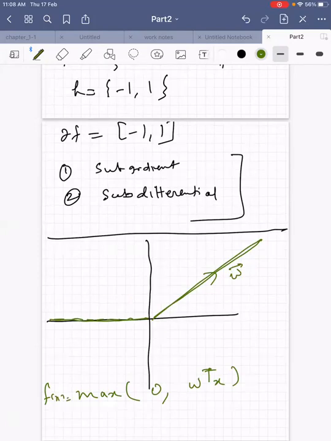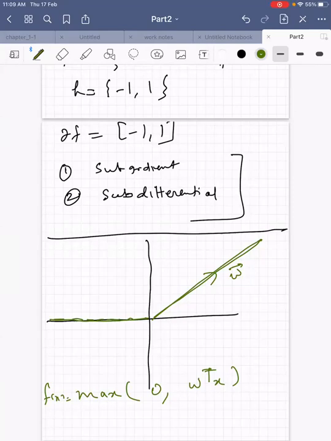Is this a convex function? Yes, it is a convex function. Why is it a convex function? If we take any two points, graphically we can show that the line will always lie above this function. But that's a graphical definition. Give me a more rigorous mathematical reasoning behind it. Why is max of 0, W transpose X a convex function?